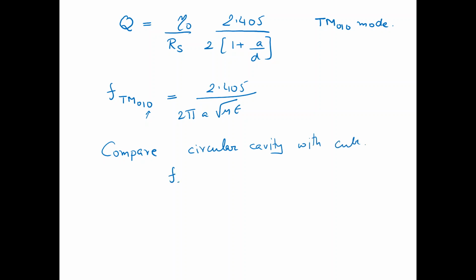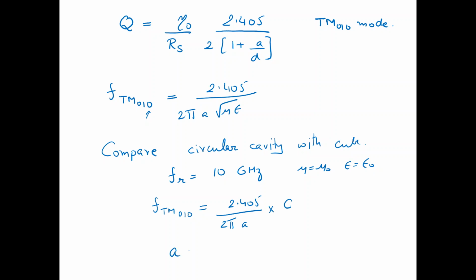If I want the resonance frequency to be 10 gigahertz, and mu is equal to mu naught, epsilon is equal to epsilon naught, an air-filled cavity, then my f for TM010 would be given by 2.405 over 2 pi a, times c, being the speed of light. And if you calculate, a would be approximately 1.15 centimeters. That would be the radius we had.